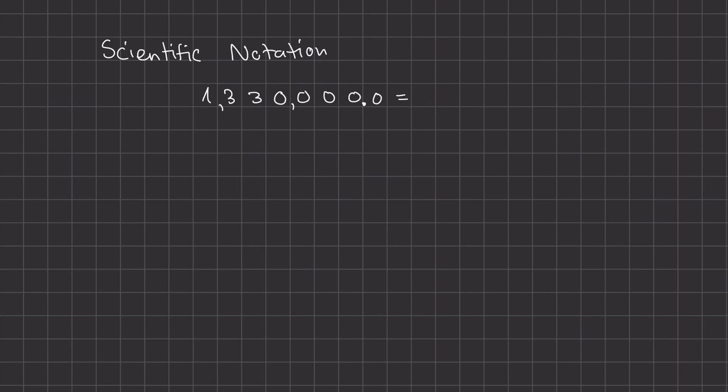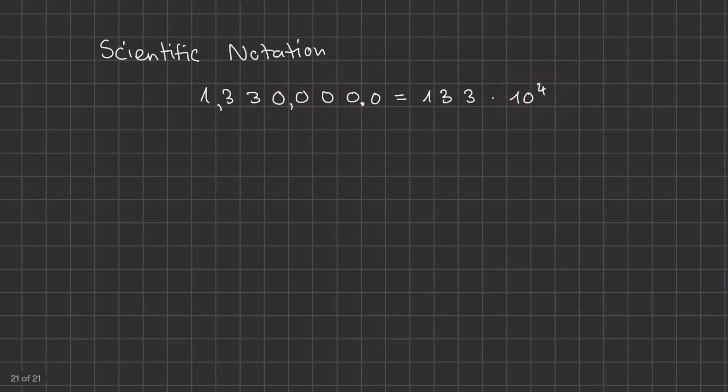So, writing, for example, 133 and then multiplying it by 10 to the power of 4. And this 4 tells us that we need to move this decimal point 4 places to the right to get the number which we have. So in this case, it would be moving it from here 1, 2, 3, 4 points to the right. And this way we don't have to write all these zeros, but can summarize this using only this component, so the 10 to the 4.